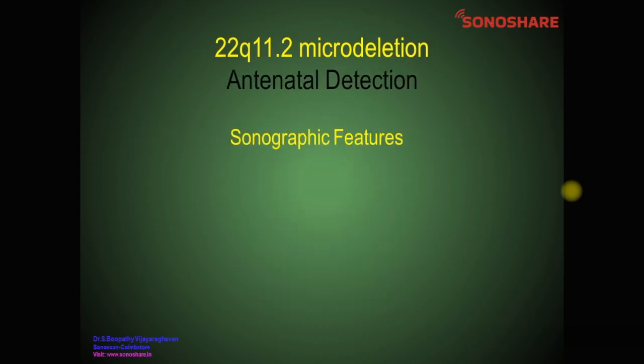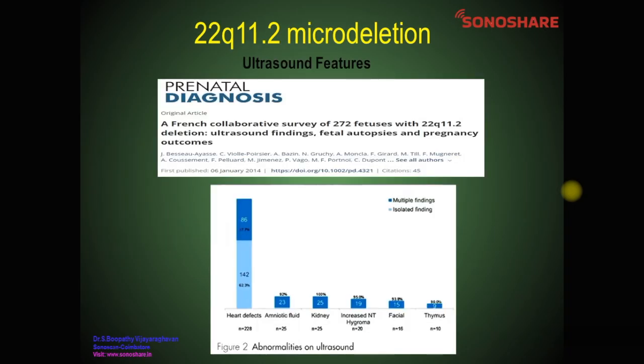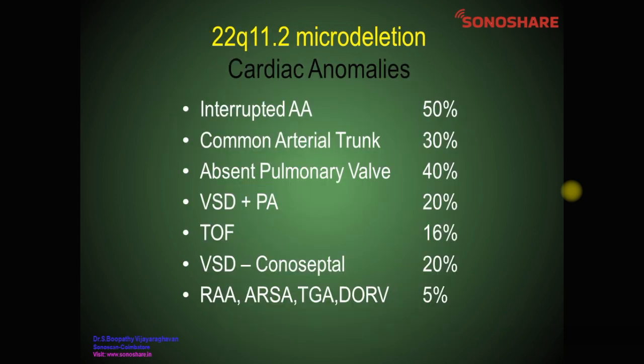Now coming to the antenatal detection, there may be sonographic features. Central nervous system anomalies can be 38%, and the most common prenatal ultrasound feature is the heart defects. So, common arterial trunk in 30%, absent pulmonary valve in 40%, and the others in a small percentage of fetuses.